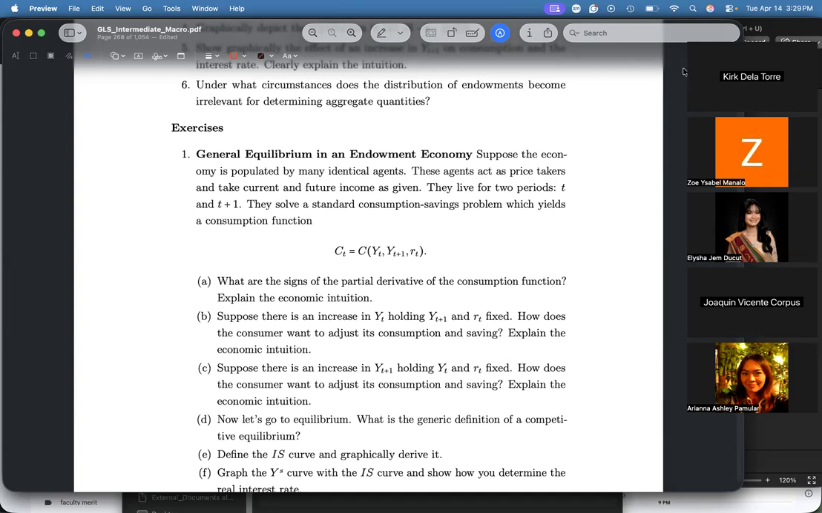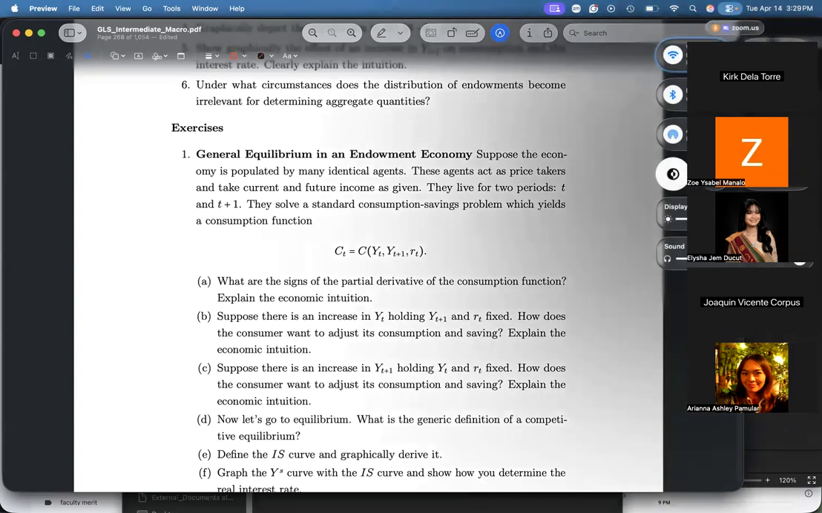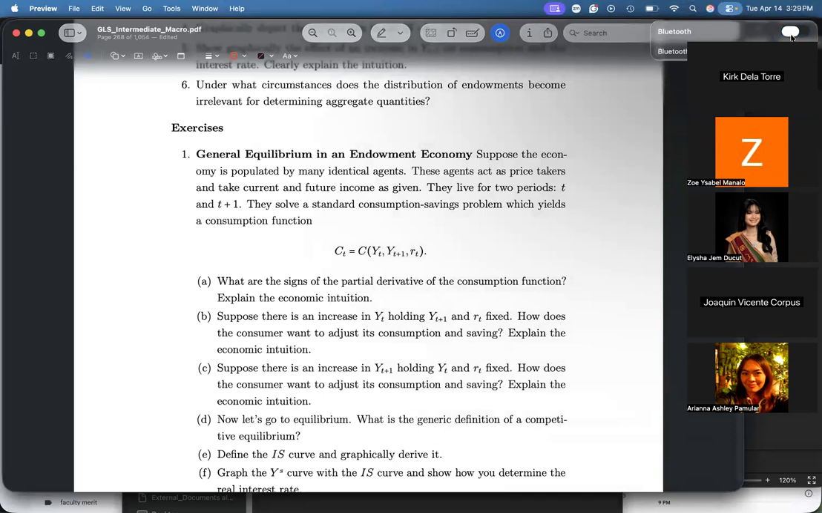Okay, let me just remove my Bluetooth kasi nag-battery low siya. Hello, can I still be heard? Yes po, sir. Okay, great. I just removed my Bluetooth speaker. All right.